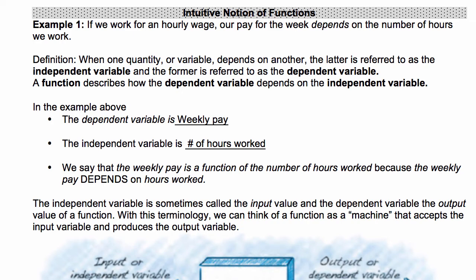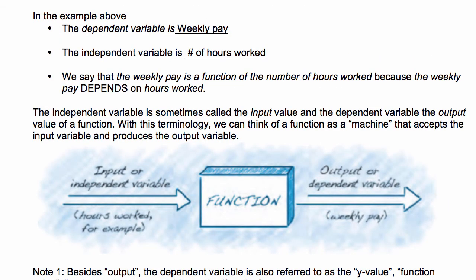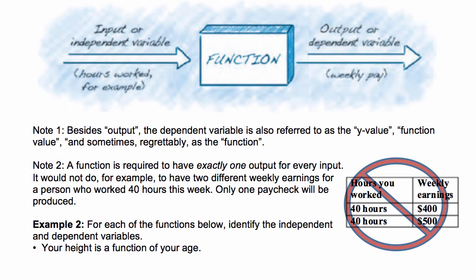The independent variable is sometimes called the input value, and the dependent variable the output value of a function. With this terminology, we can think of a function as a machine that accepts the input variable and produces the output variable. Note 1.